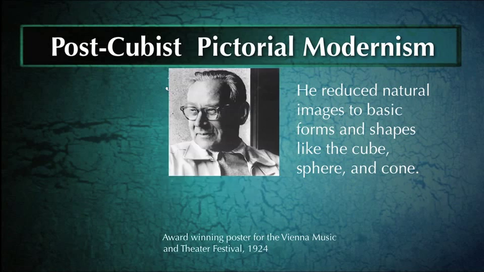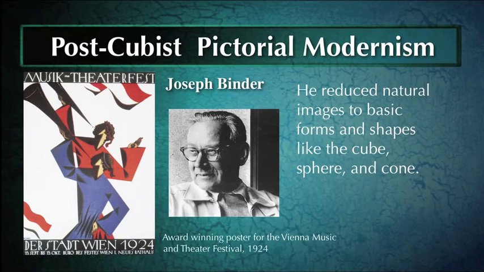Joseph Binder was another pivotal designer. He reduced natural images to basic forms and shapes like the cube, sphere, and cone. This poster shows his use of cubism principles with a sense of naturalism applied to the figures.